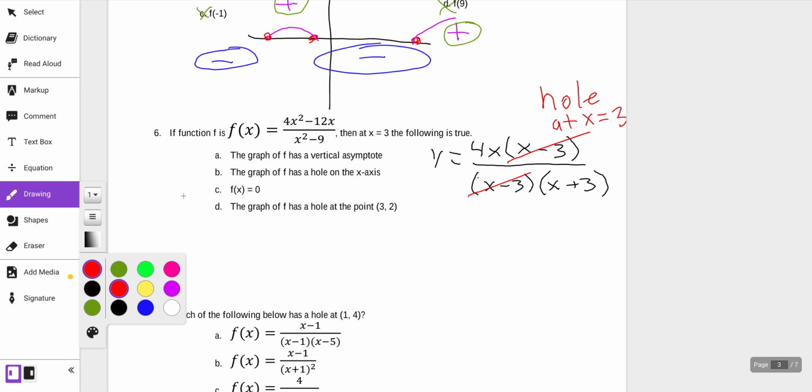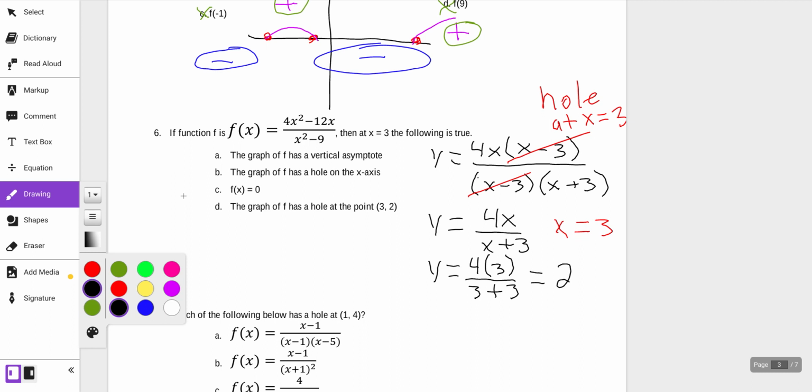To figure out the location of that hole, you then take your simplified equation, which is 4x over x plus 3, and you test what happens at x equals 3. So you put 3 in there, you get y equals 4 times 3 over 3 plus 3. 4 times 3 is 12, divided by 6, that is 2. That means your hole is at 3, 2. The answer is D.